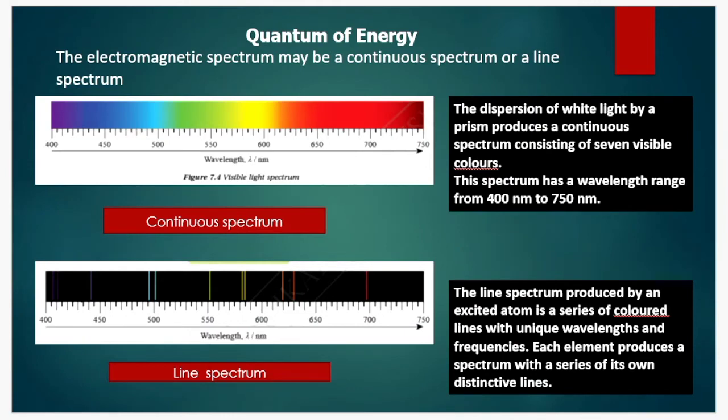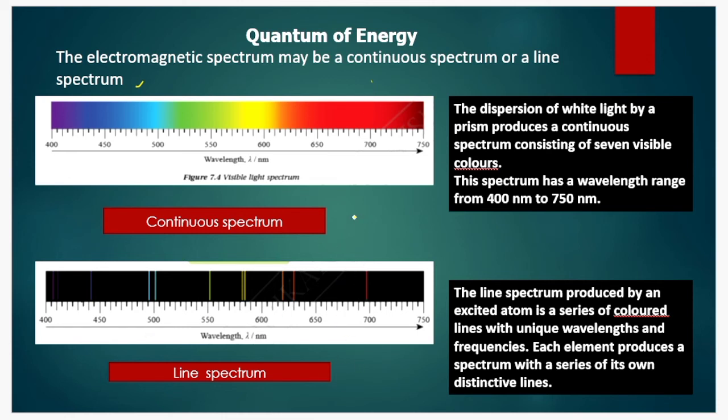According to quantum of energy, the electromagnetic spectrum may be a continuous spectrum or a line spectrum. As we discussed before, electromagnetic wave is in continuous spectrum. For example, the dispersion of white light by a prism produces a continuous spectrum consisting of 7 visible colors. This spectrum has a wavelength range from 400 nanometers to 750 nanometers.